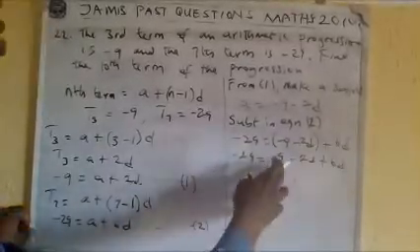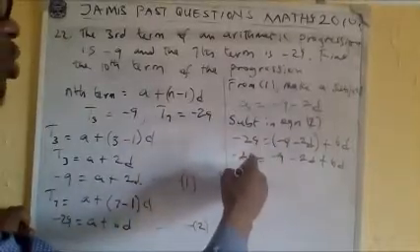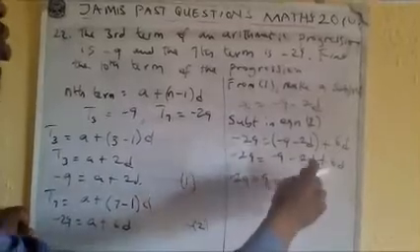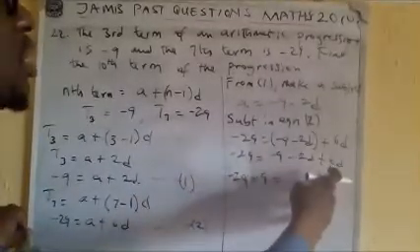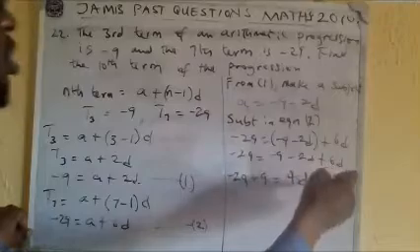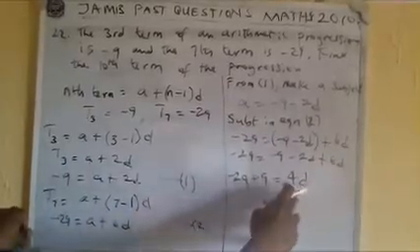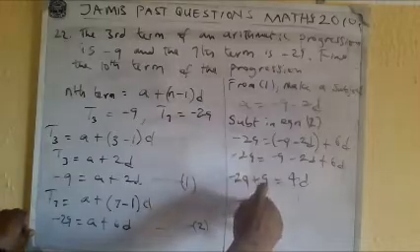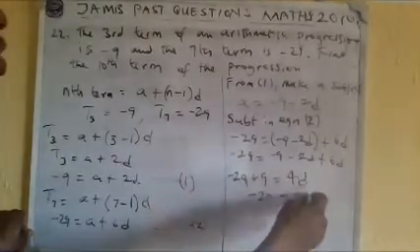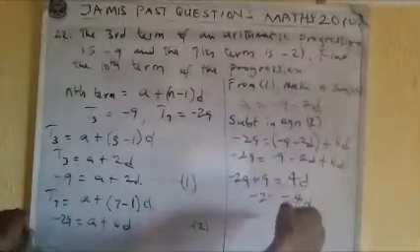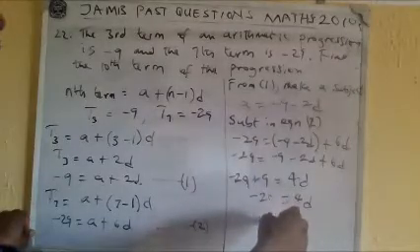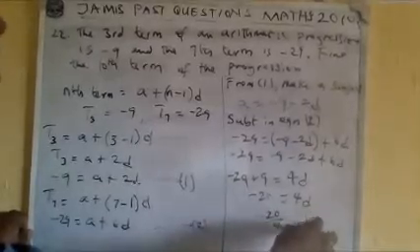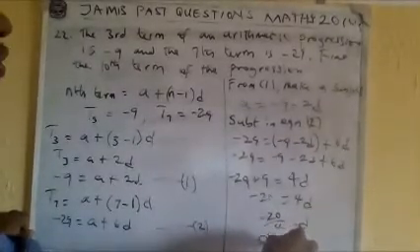So I collect like terms. This one will go over. -29, when this one goes over, it becomes +9, is equal to -2d plus 6d, which is 4d. When this one is 4d, -29 plus 9 is -20, is equal to 4d. So I'll divide both sides by 4. So I have -20 over 4 is equal to d. And d here will be -5.